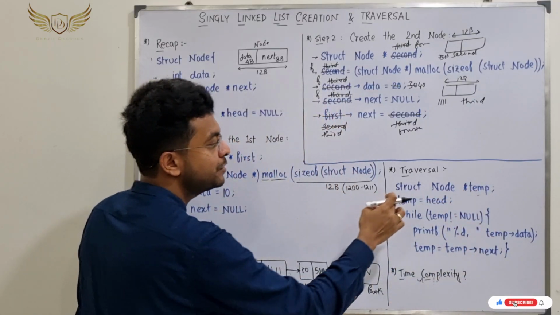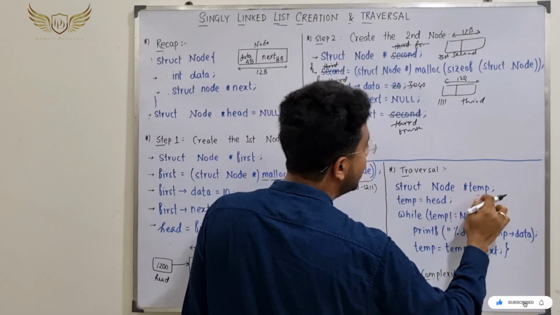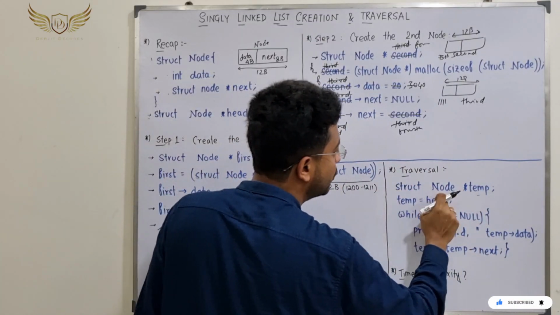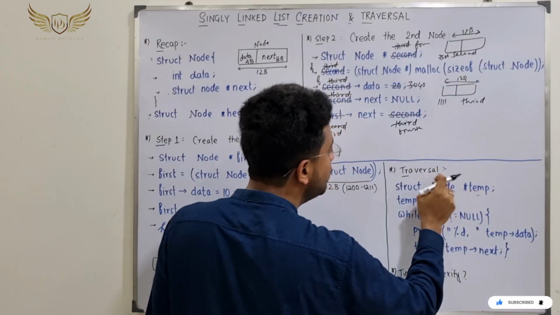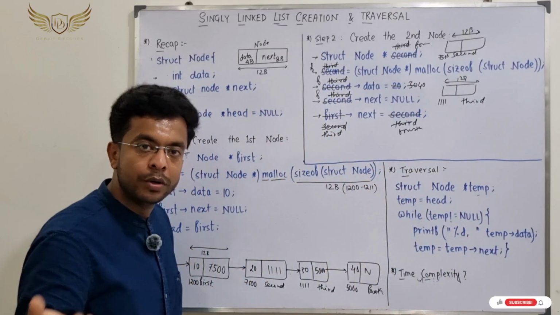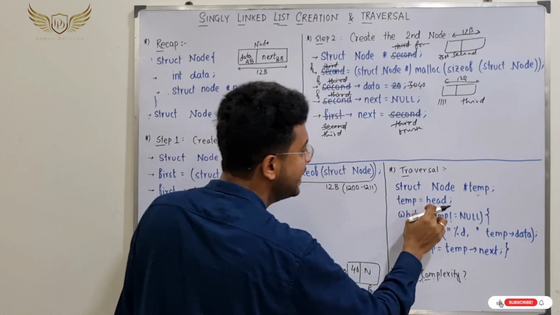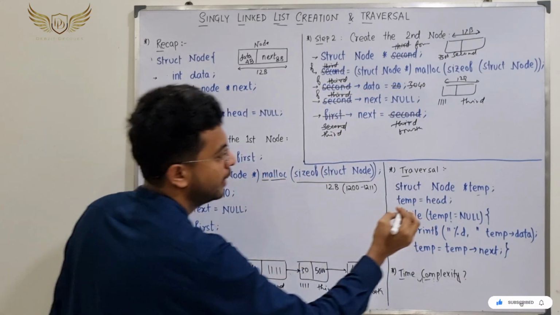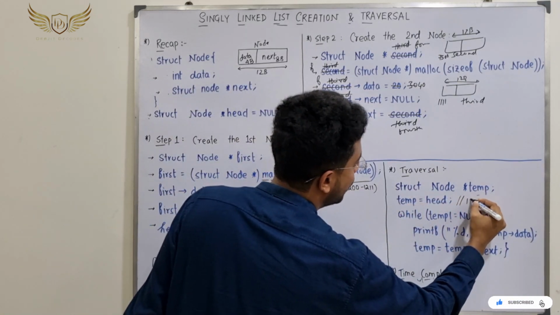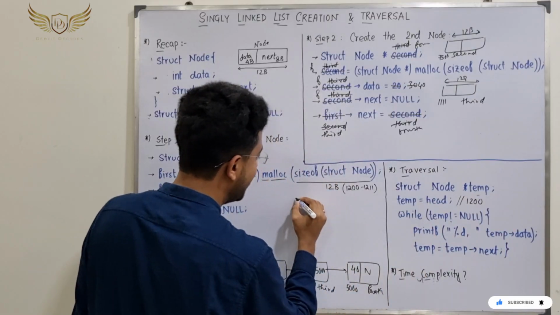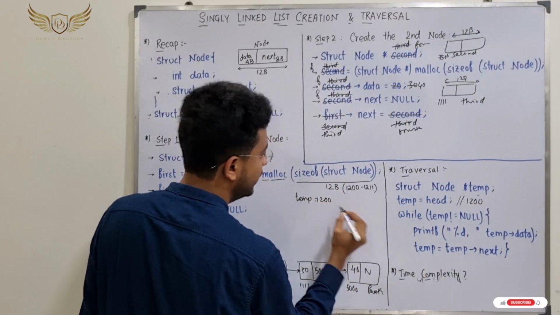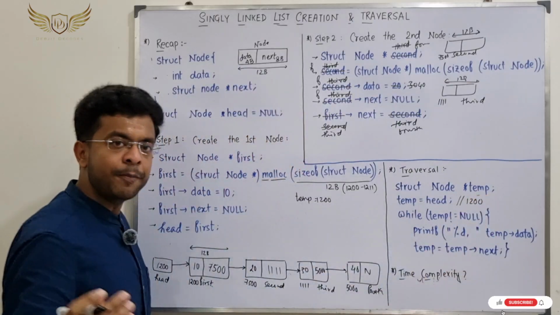How? See, struct node star temp. What is it saying? Temp is a pointer, just like we have written struct node star head. Similarly, here we write struct node star temp. Temp is a pointer which will be holding the address of a node. Now we are copying the value of head to temp. So what is the value of head? 1200. So temp will be holding 1200 here. Right? So we have copied the value of head.